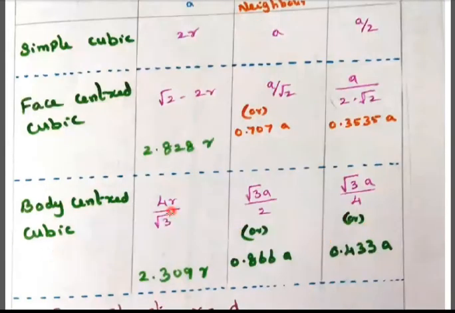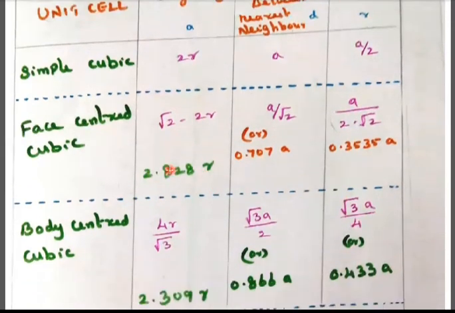For body-centered cubic, the edge length is 4r by root 3. Multiplying all this, 4 by root 3 gives the value 2.309 r. And for the distance d, it is root 3 a by 2, or in short 0.866 a. And root 3 a by 4 for the radius, or 0.433 a.